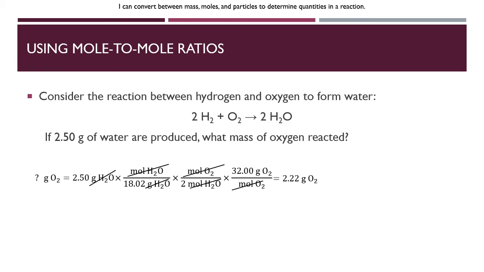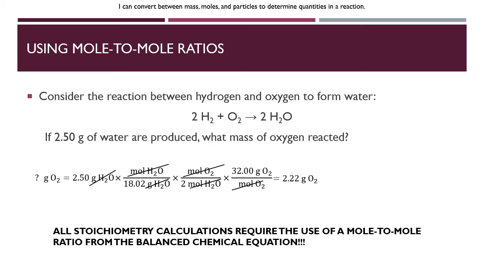Here's the big takeaway from this entire video. All stoichiometry calculations, so anytime we're asked to compare the amount of one substance in reaction to another, they always require the use of a mole-to-mole ratio from the balanced chemical equation. And notice I use that right here, where these numbers, this 1 mole of oxygen for every 2 moles of water, come from the balanced chemical equation. You can see the 1 mole of oxygen here, 2 moles of water here. Every stoichiometry problem, regardless of what you're asked, will always have to use a mole-to-mole ratio or mole-to-mole conversion in there somewhere. So let's keep that in mind as we work through these other examples.